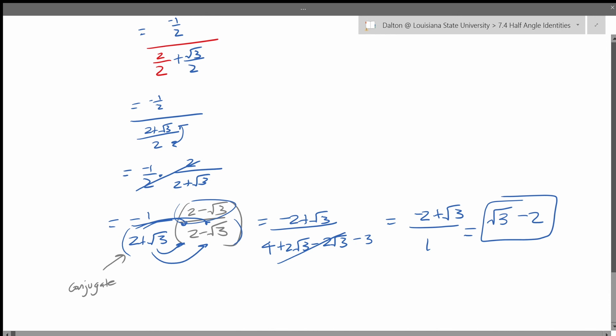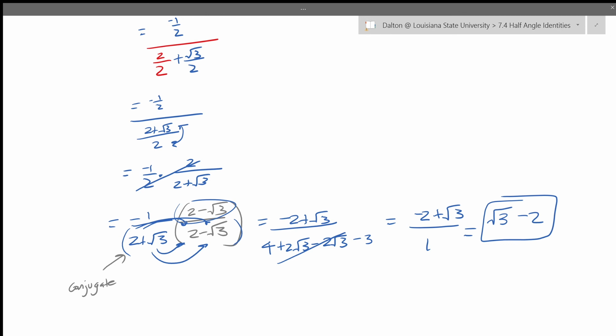So that was a pretty quick example of one of each type. Again, if you wanted to use the other identity for tangent, you were more than welcome, but the one that we did was my preferred identity if I had the choice.